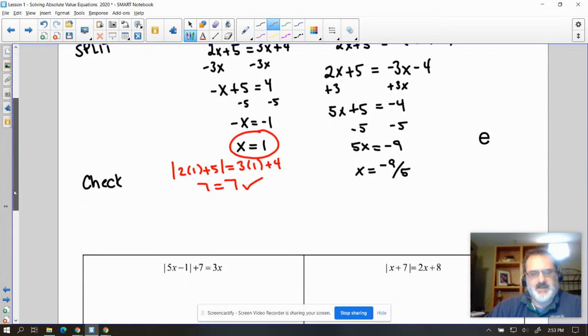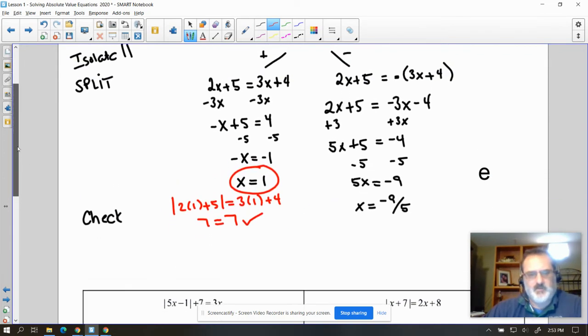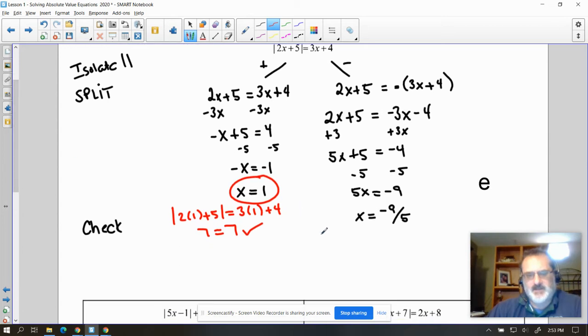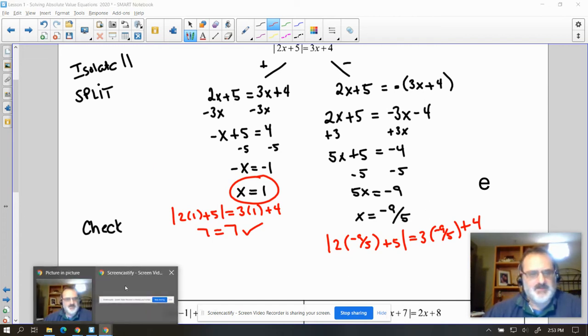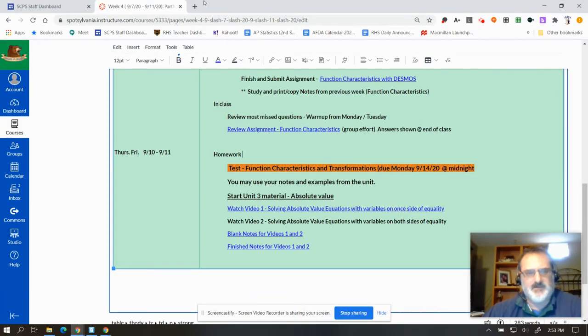Let's check out negative 9/5. So we need to plug in negative 9/5. The absolute value of 2 times negative 9/5 plus 5 should equal 3 times negative 9/5 plus 4. All right, at first glance that might not work, but let's check it out. I don't really want to work with this in my head, so because of the fraction, I'm just going to turn on my Desmos. That seems like the easier thing to do.